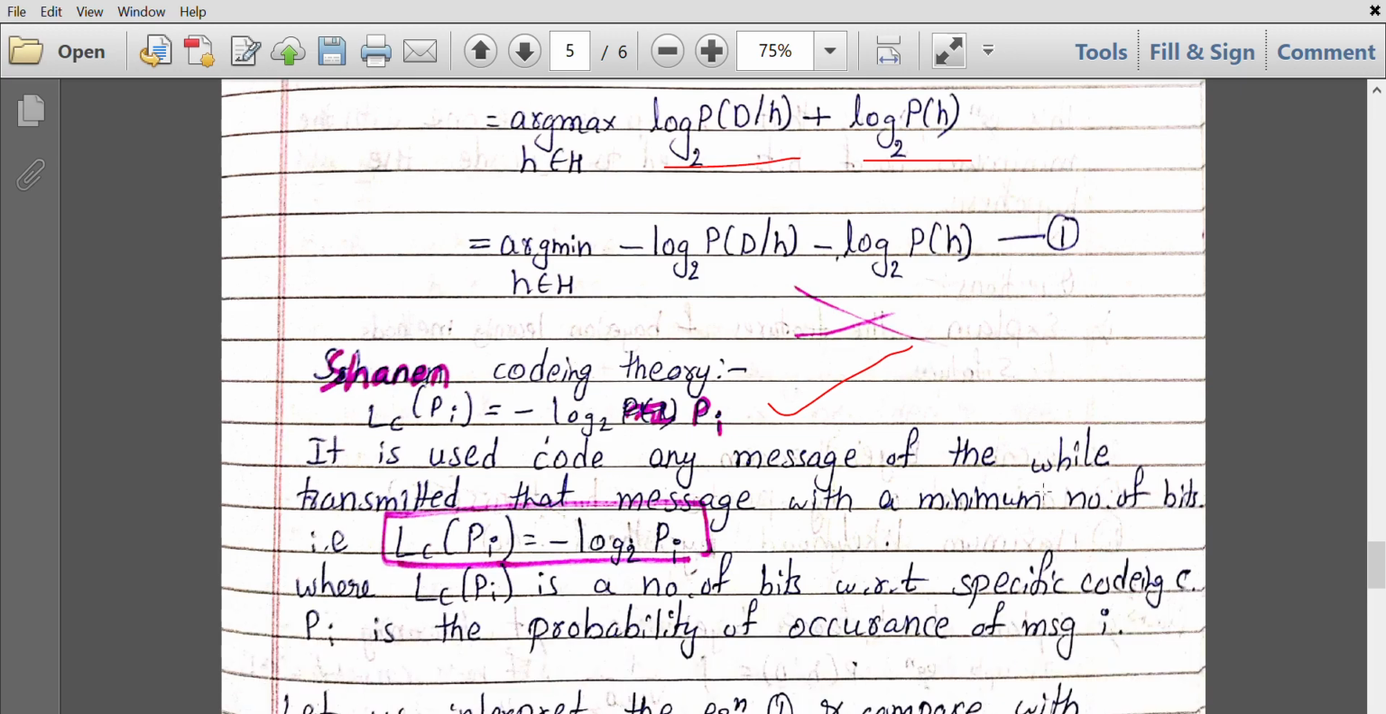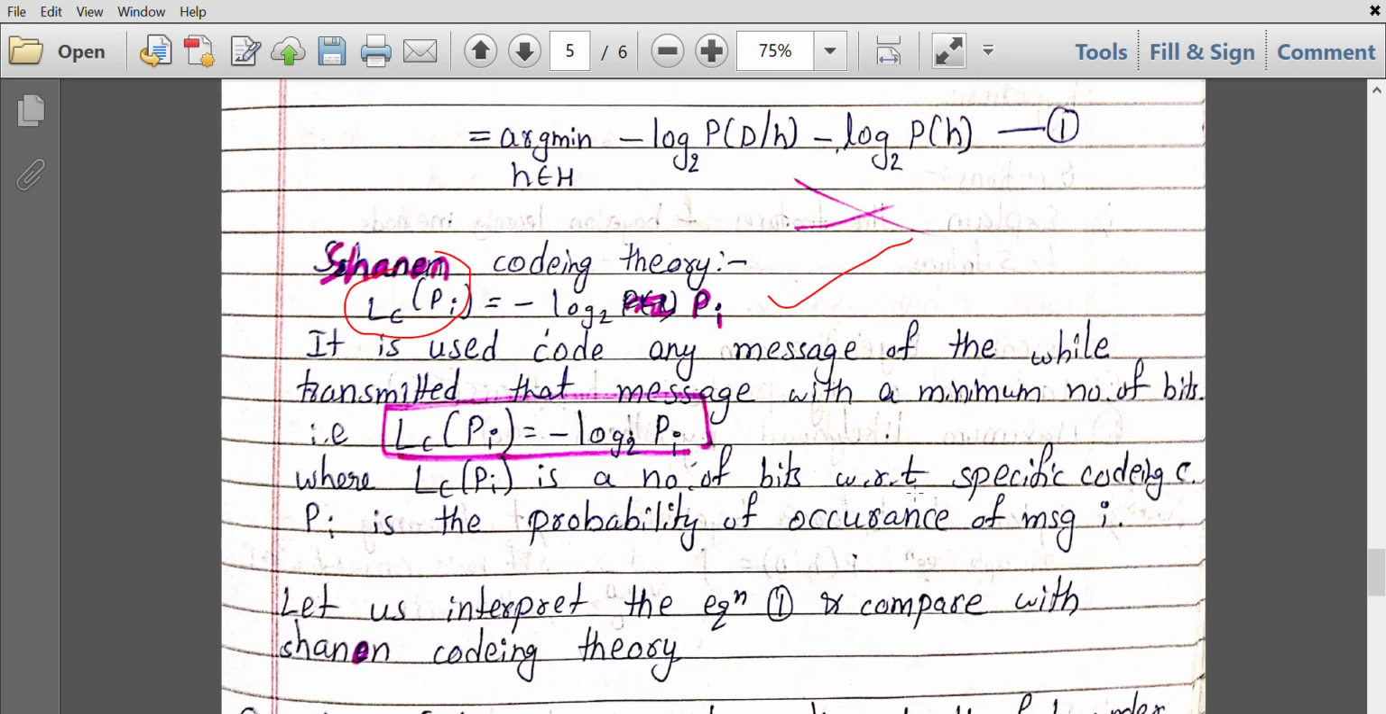What does the Shannon coding theory tell? This is the theory: this is the number of bits with respect to a specific coding C, some coding method. And p_i is the probability of occurrence of the i-th message. Negative log of this gives the number of bits. This is the Shannon theory.